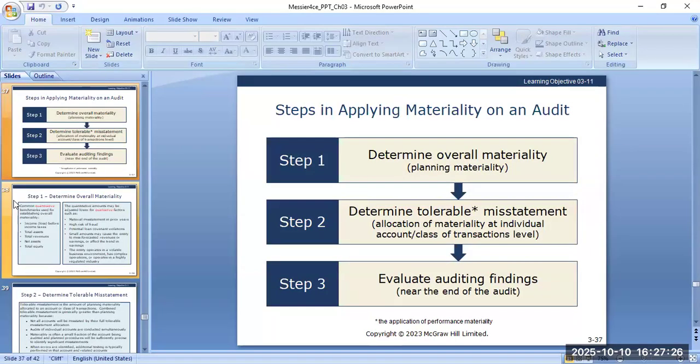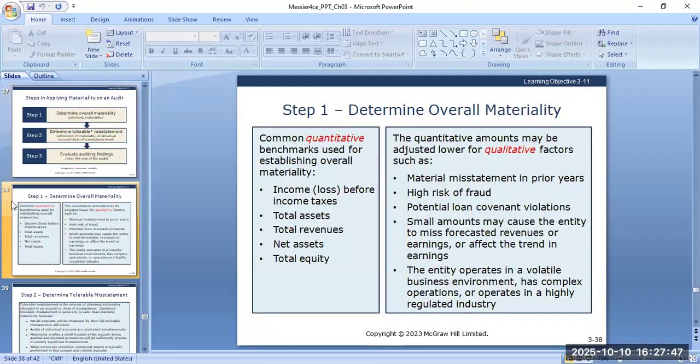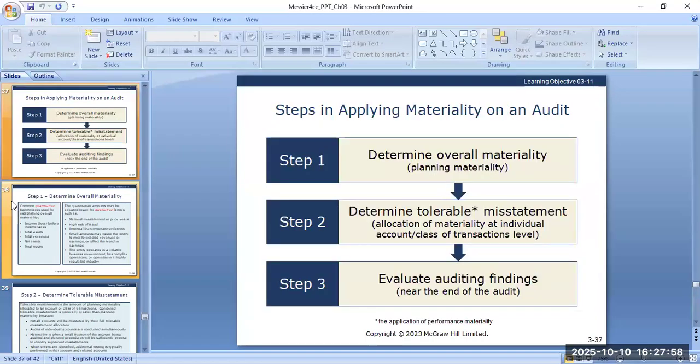Steps. First, we're going to determine the overall materiality. Then we're going to determine the tolerable misstatement. And the last one, we're going to evaluate the audit findings. Let's start with step 1. Determine the overall materiality. Now, there are 2 types of materiality. Here it says determine the overall materiality, then we determine the tolerable misstatements.